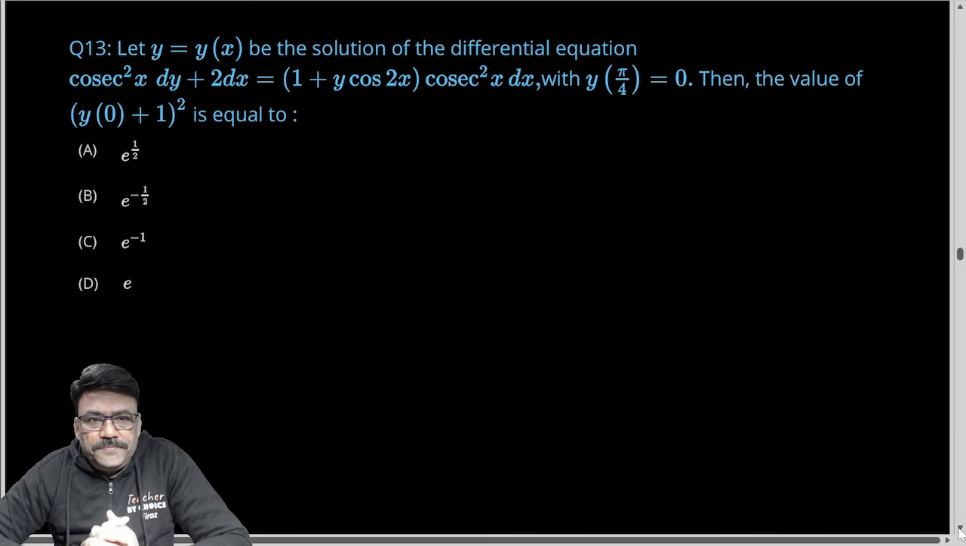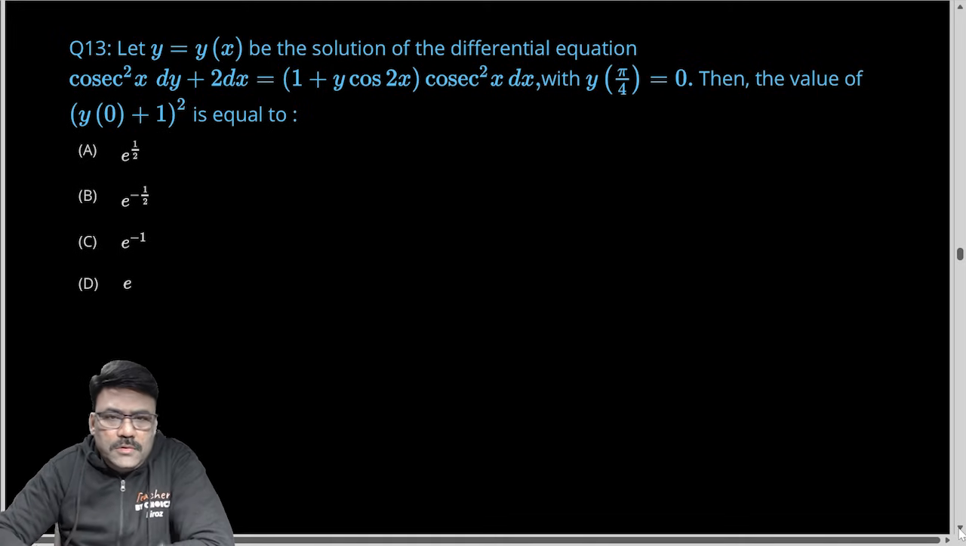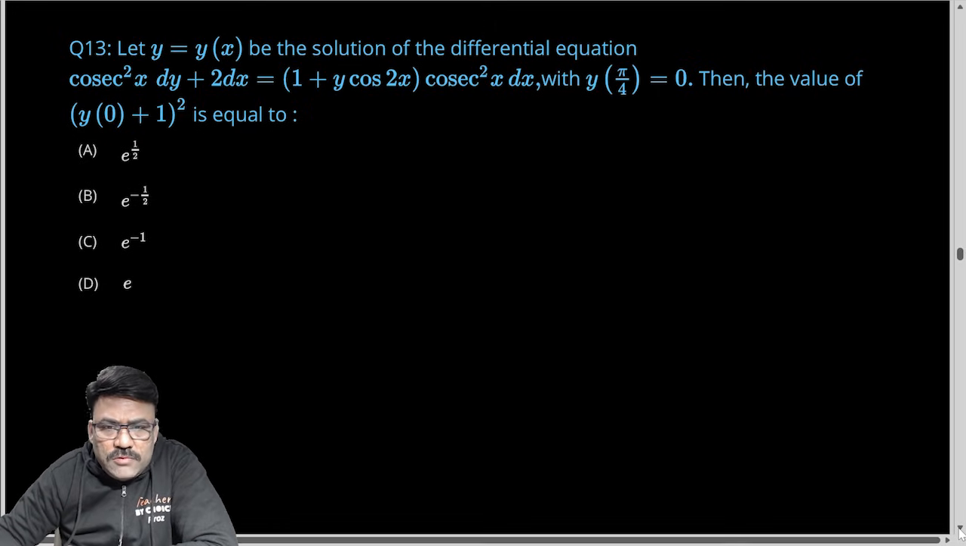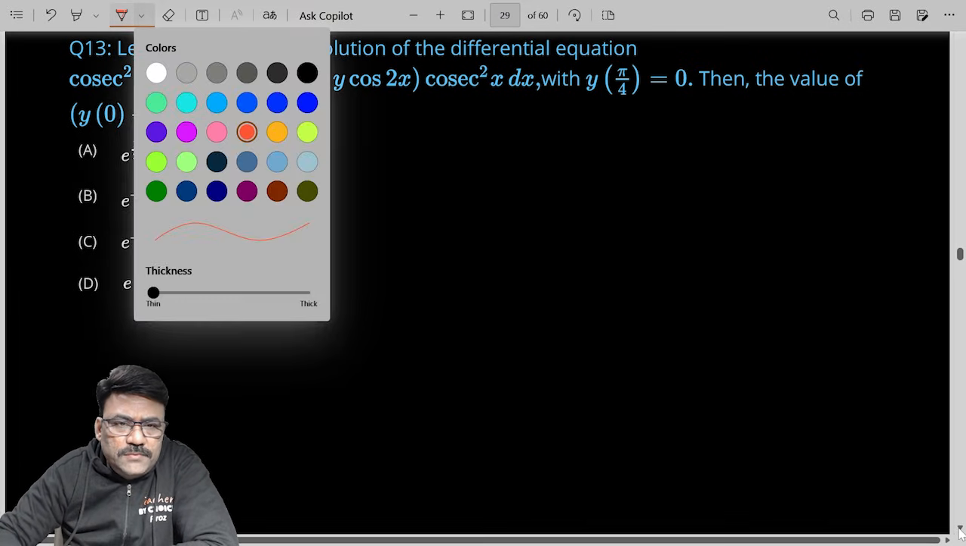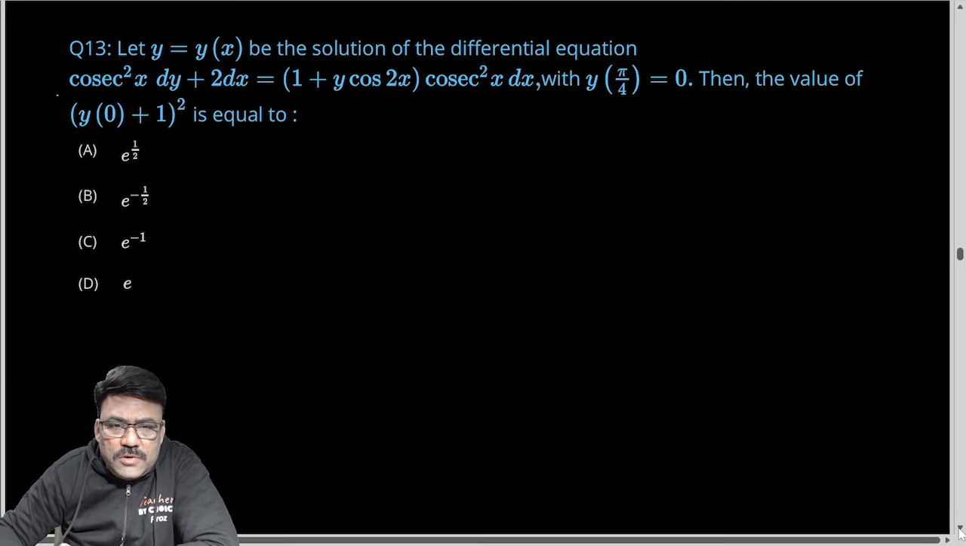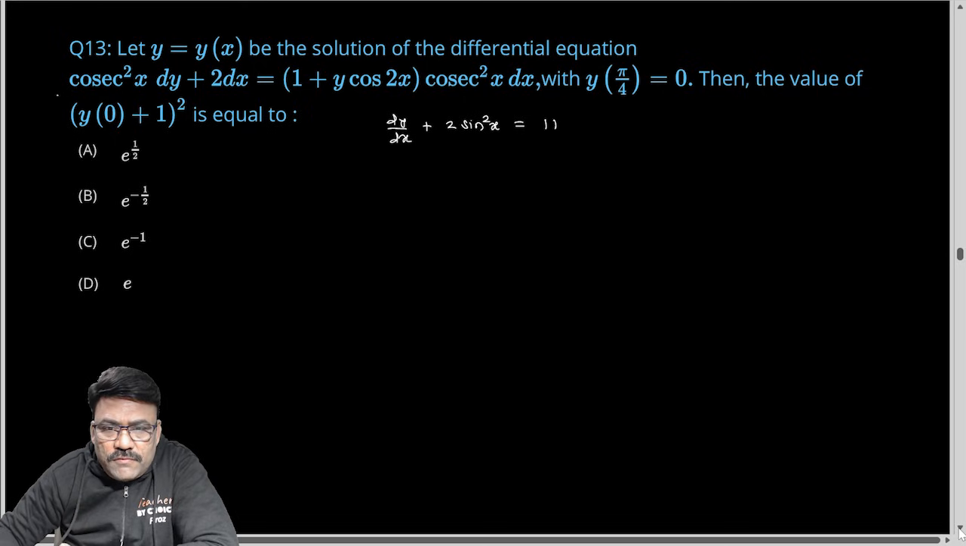Okay, see this question. You are given a differential equation here, y(pi by 4) is 0. So then what will be (y(0) plus 1) whole square? So see, this differential equation: if I divide the whole equation by cosecant square x dx, I will get dy by dx plus 2 by cosecant square x, which means 2 sine square x, and on the right side, I will get 1 plus y cos 2x.